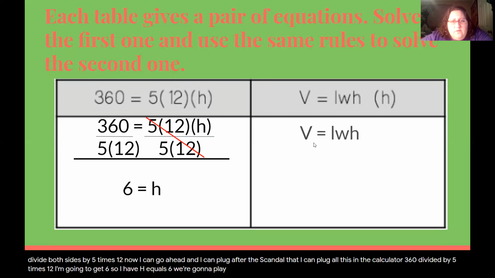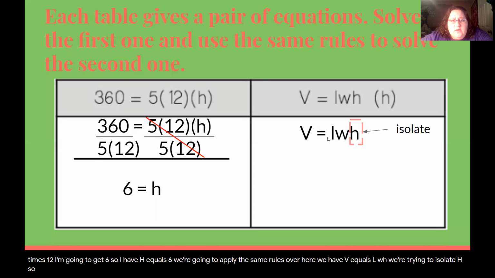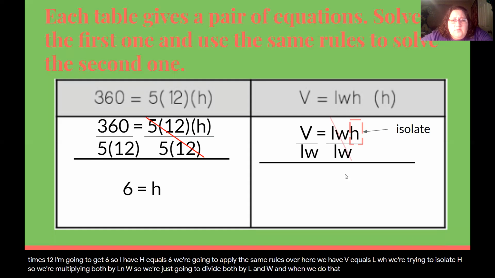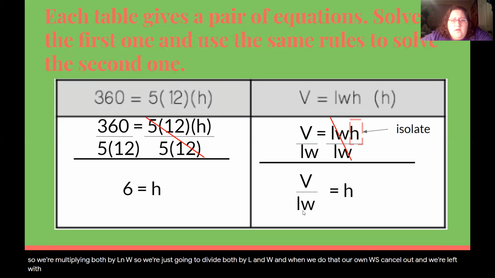We're going to apply the same rules over here. We have V equals L W H. We're trying to isolate h. So since we're multiplying by L and W, we're just going to divide both sides by L and W. When we do that, our L and W cancel out, and we're left with V over L W equals h. The h has been isolated, so we're done with that.